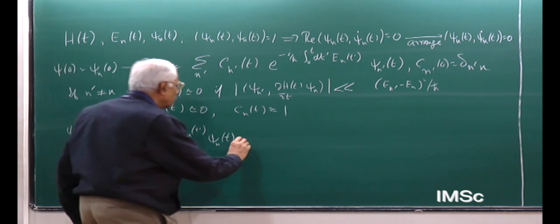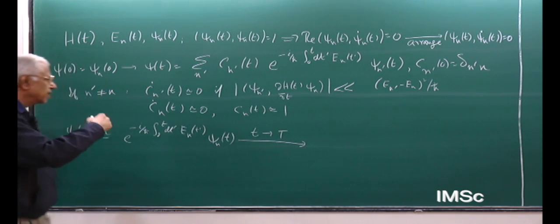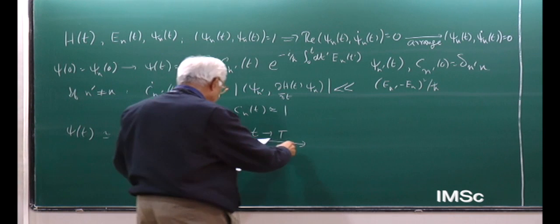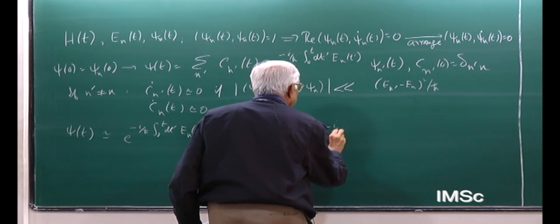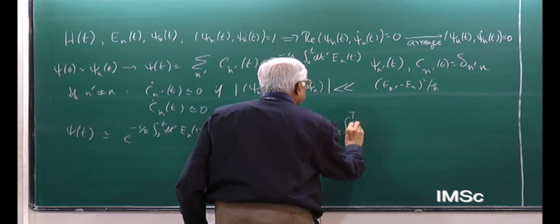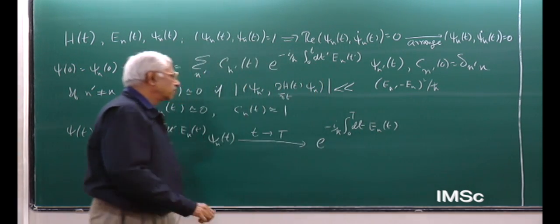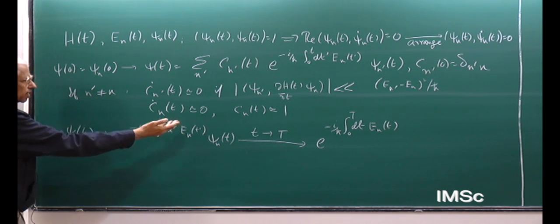And now you ask, what does this look like when you reach the time capital T at which H of capital T becomes the same as H of 0, the cyclic condition on the Hamiltonian as an operator? This will obviously be e to the minus i by h bar integral 0 to capital T of this energy eigenvalue as a function of time.